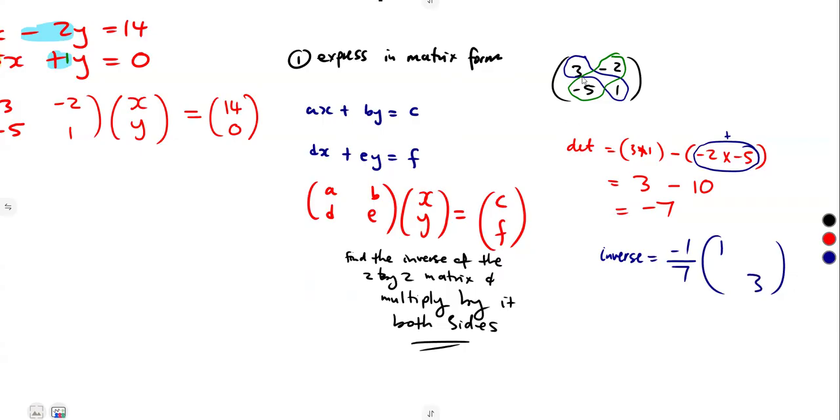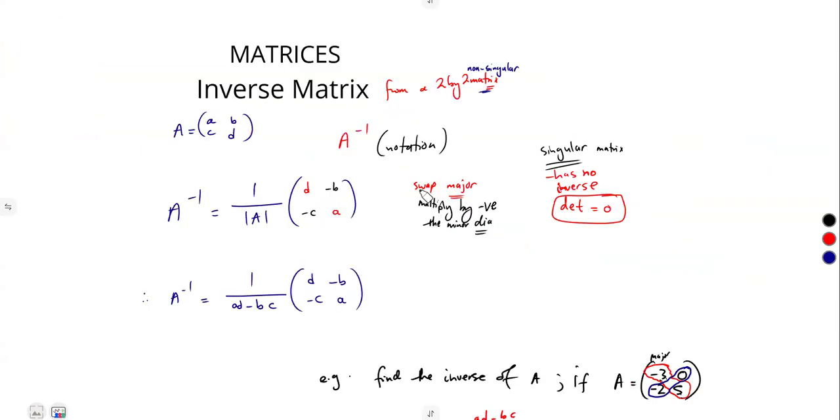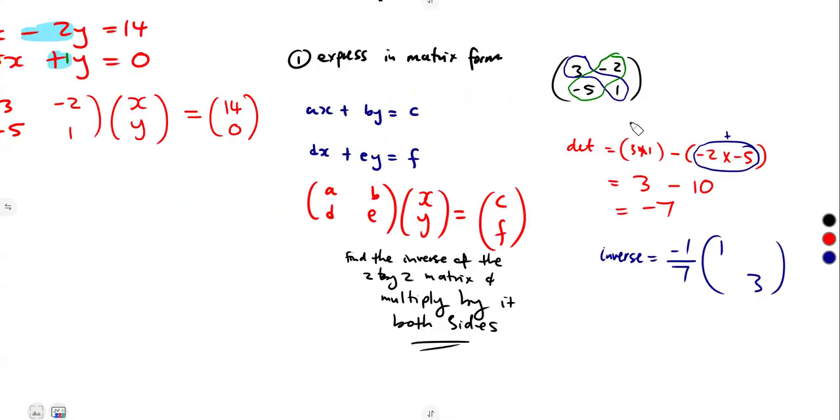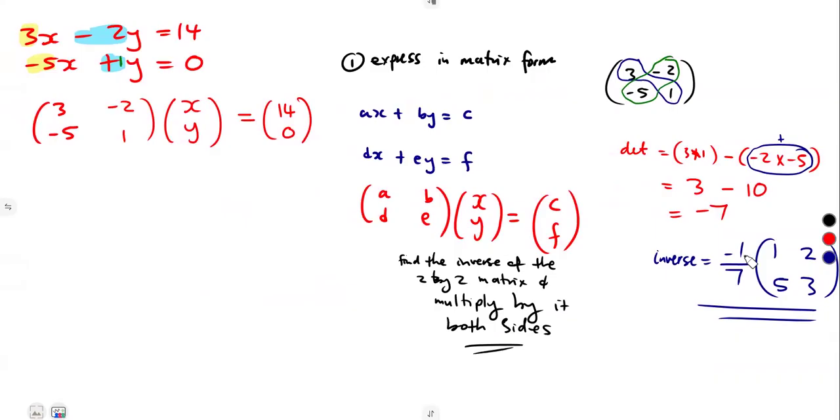Then the minor diagonal, you multiply by a negative. So negative times negative 2 is a positive 2, and negative times negative 5 is a positive 5. So this is our inverse, which you can write or leave as it is. That's your inverse.